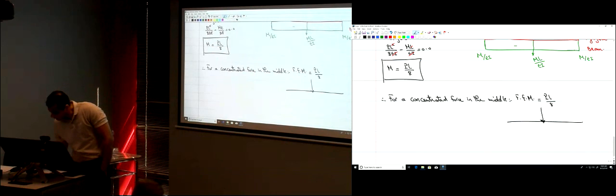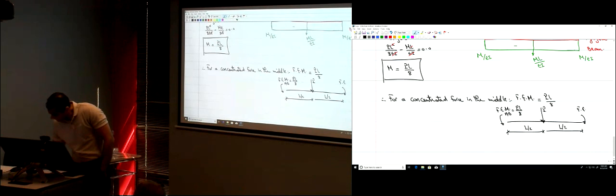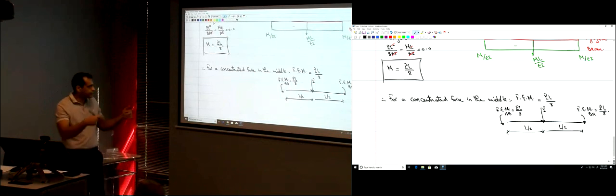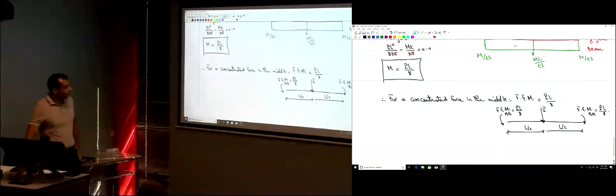So here, this is P, this is L over 2, and those fixed end moments, this fixed end moment AB is PL over 8, and this fixed end moment of BA is PL over 8 as well. They are equal in magnitude, but they are opposite in direction. Okay?